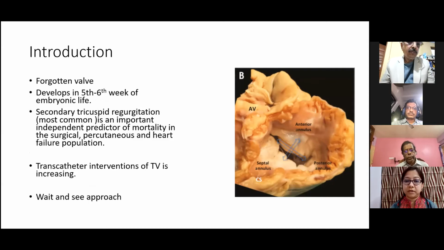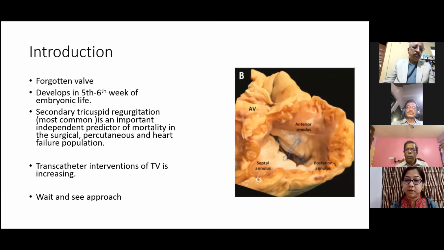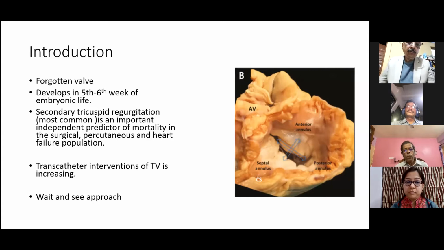Transcatheter interventions of the tricuspid valve are increasing, and for transcatheter interventions, proper imaging is required. In spite of these growing interventions, there's a lag between the tricuspid valve involvement, which includes around 1 lakh 20,000 people being affected, while only 8,000 tricuspid valve interventions are being done per year. In spite of growing tricuspid valve interventions, the approach is still a wait and see approach for the tricuspid valve.